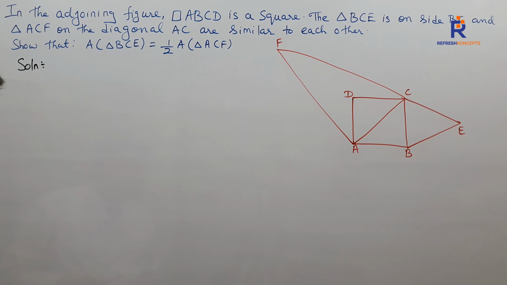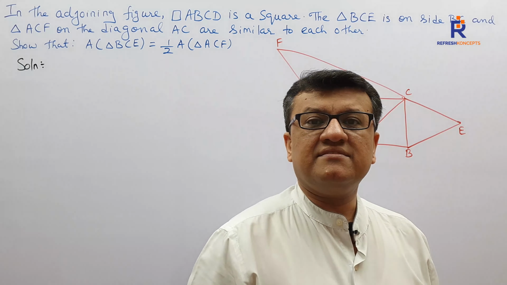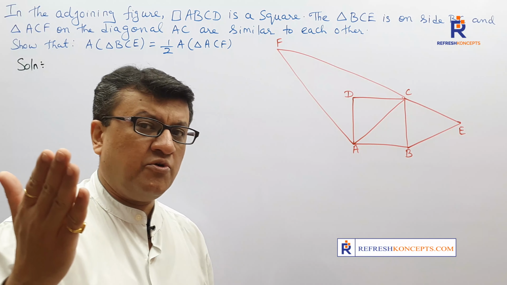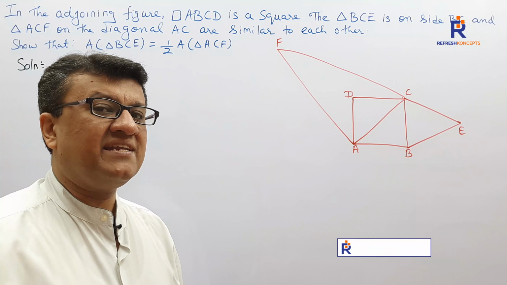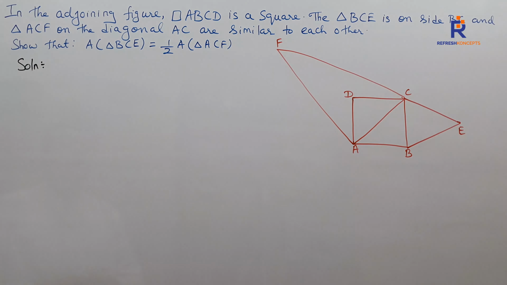Prior to that, what is the relation in a square between side and diagonal? I hope many are aware. The diagonal is root 2 times the side. What I'm going to do is start my solution.